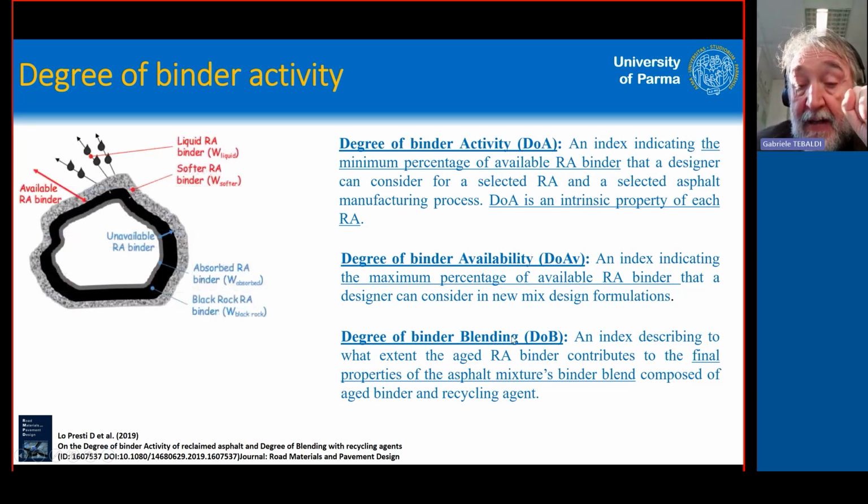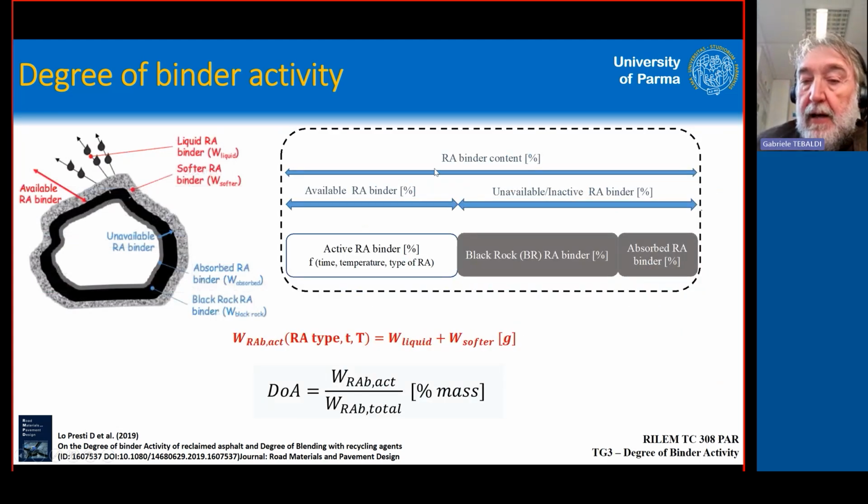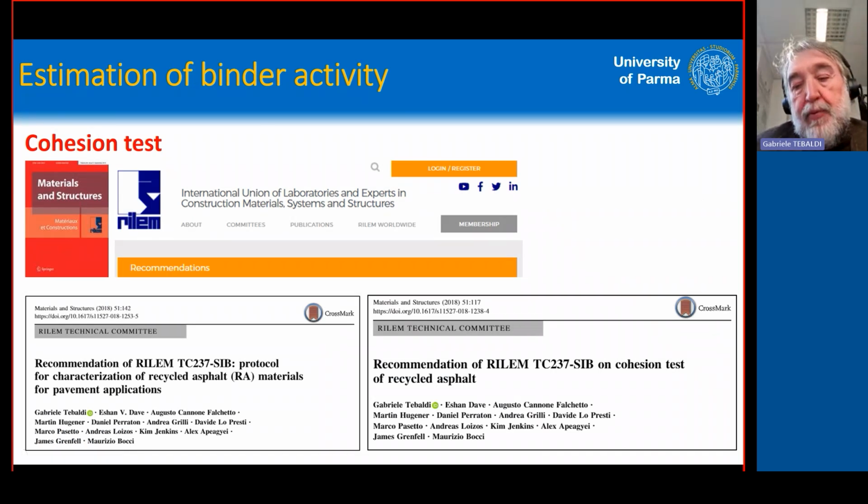And the degree of blending is the amount of the bitumen inside of the wrap that goes together with the fresh bitumen. This is very complicated, simple to show, complicated to prove. This is basically the evolution. Again, there was a proposal from the SIB of RILEM in the protocol to try to have an estimation or an indication about the amount of available bitumen.